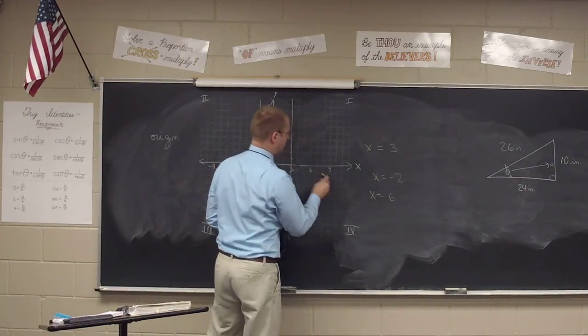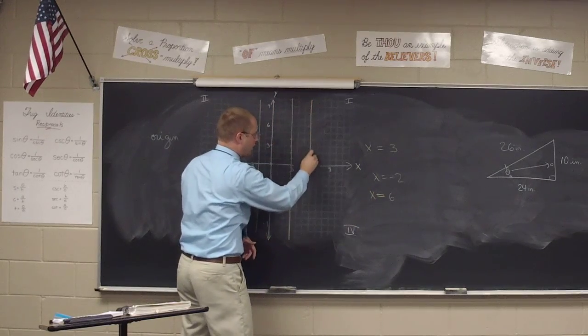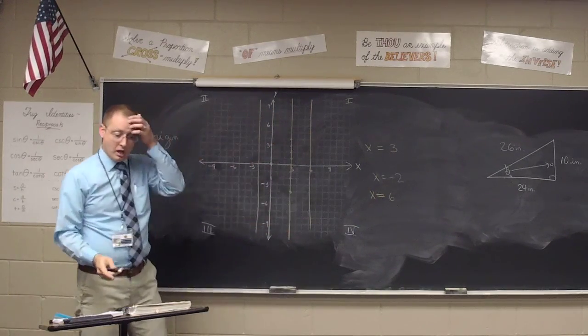So x equals 6. That's an equal sign. My equal sign was sideways. But you go to 6 and draw a vertical line. Make sense? Okay. Look at number 5.